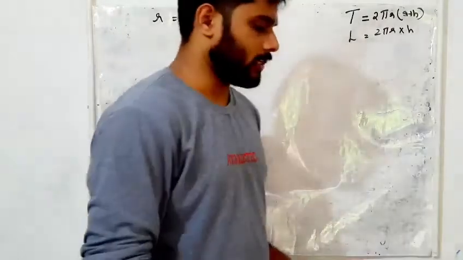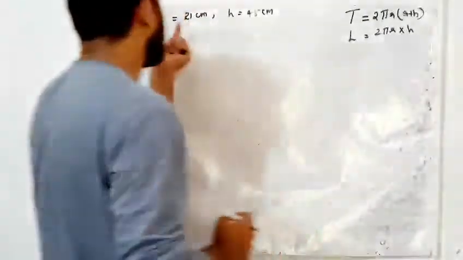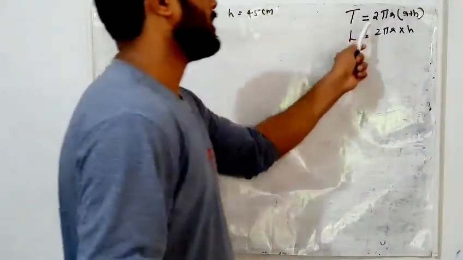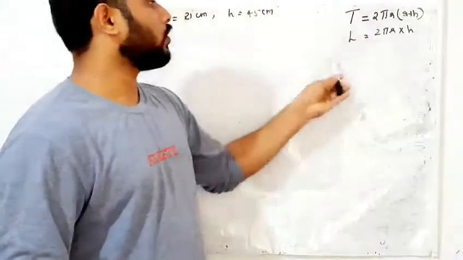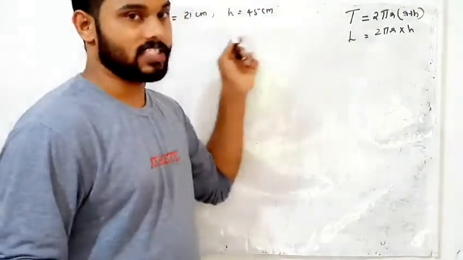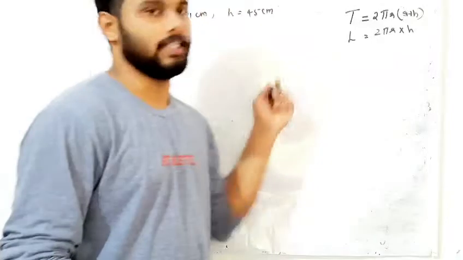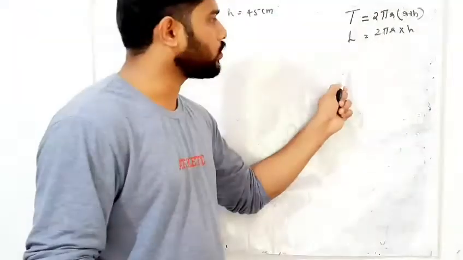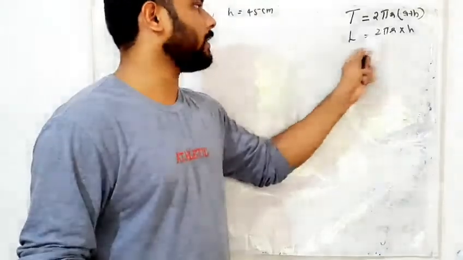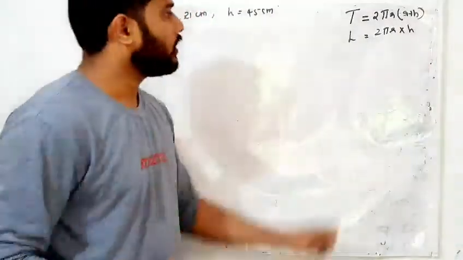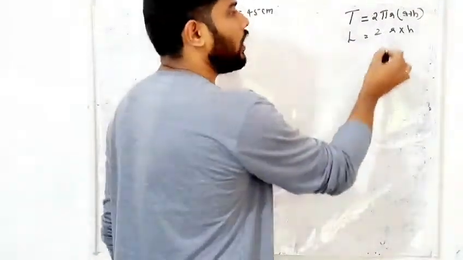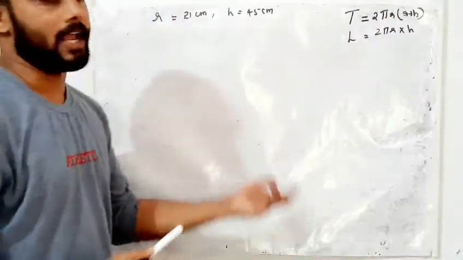Okay, so two things are given here. The one is 21, that means r, and height is also given, 45 centimeter. We have to find out the total surface area and lateral surface area. Okay, so for lateral surface area, in this question they already said this is a cylinder, so we can use these two equations. Cylinder lateral surface area is equal to 2 pi r into h. At the same time, total surface area is 2 pi r into (r plus h). r means radius and h means height.